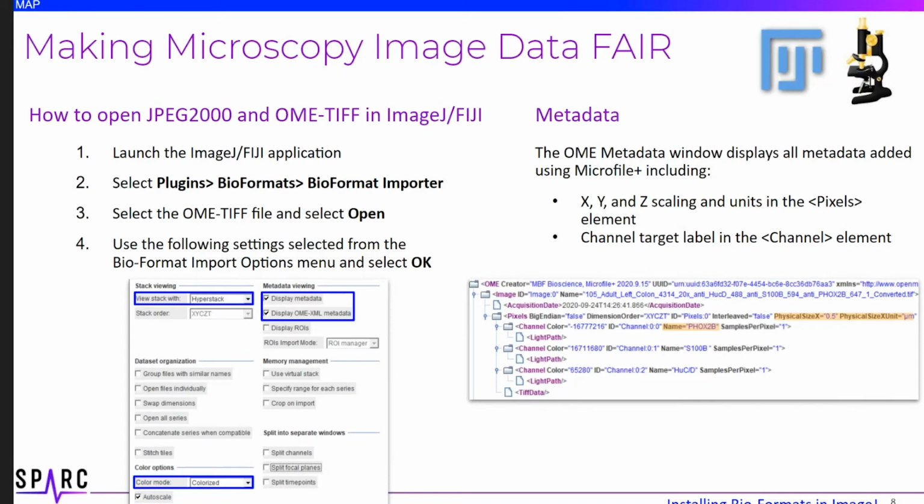The addition of consistent and rich metadata increases the FAIRness of SPARC data and other data. Here we provide instructions on how you can view both OME TIFF and the JPEG 2000 file formats that are derived out of MicroFile Plus and see their image metadata as well using the ImageJ or Fiji Bio-Formats plugin. Please feel free to look back on these instructions once this webinar is posted on our YouTube page.